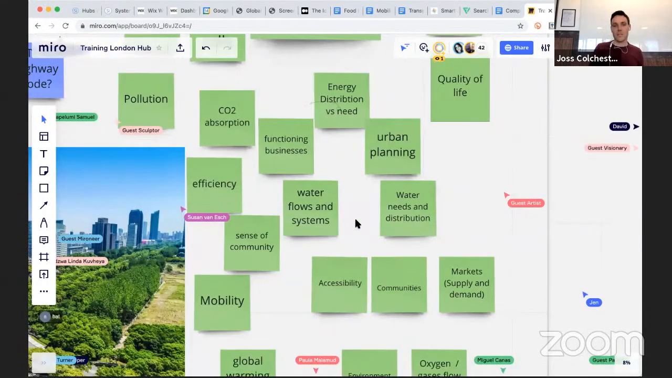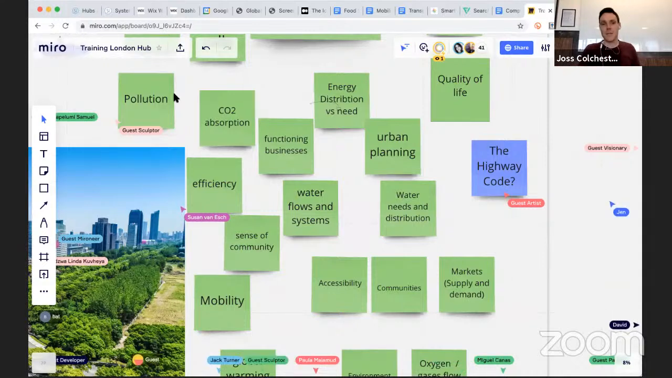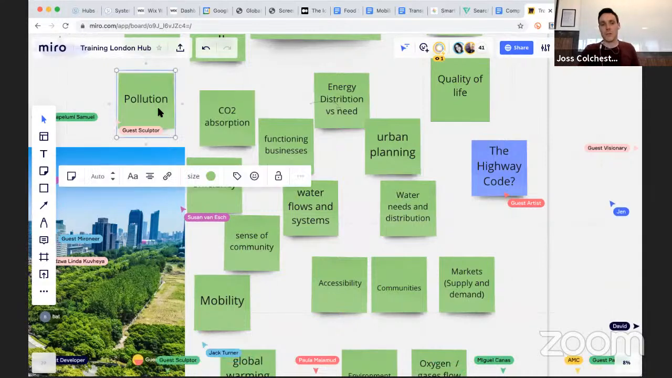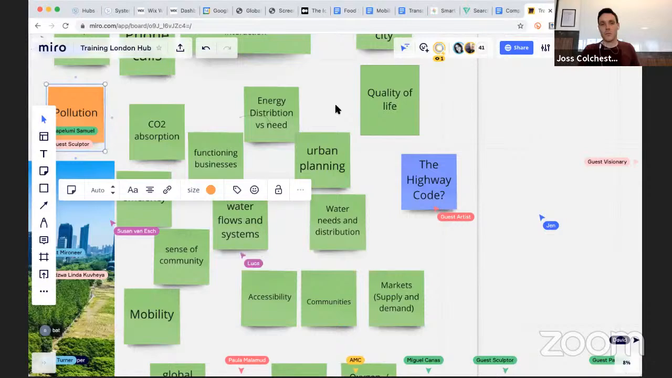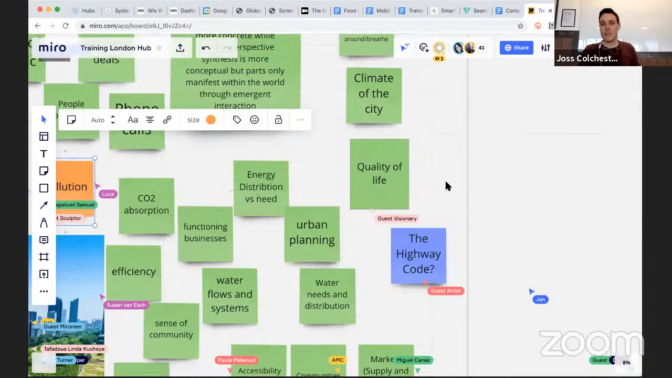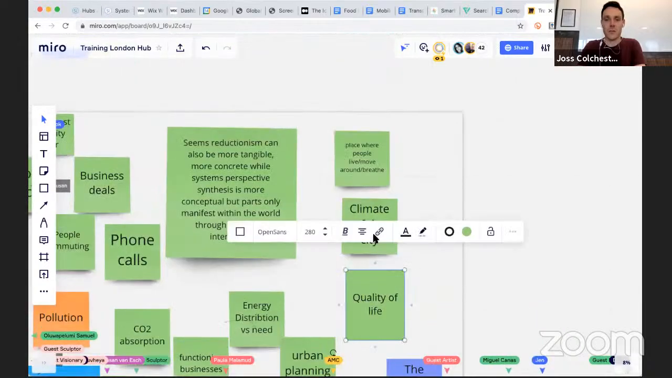Water flows and systems, sense of community. Yep. CO2 absorption, efficiency, pollution. I'm not sure about pollution. Pollution would probably be on the other side, I think. Pollution is kind of a thing, isn't it? Energy distribution versus needs, urban planning. Quality of life is a very holistic thing, I think, because if you think about it, it's not one thing, it's many things. It takes a lot of things to get quality of life. It takes a whole environment, a whole context, a whole functioning system really to get there. So I think it's a good example of the holistic way of looking at it.